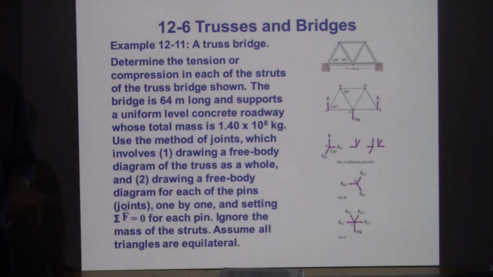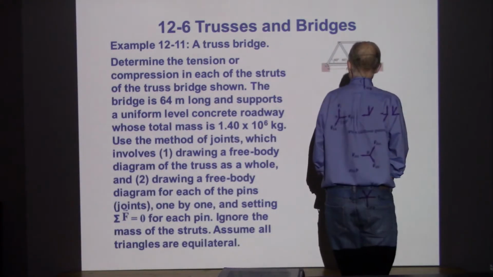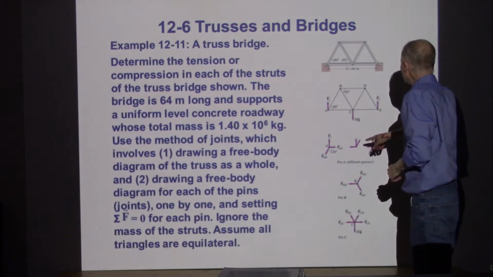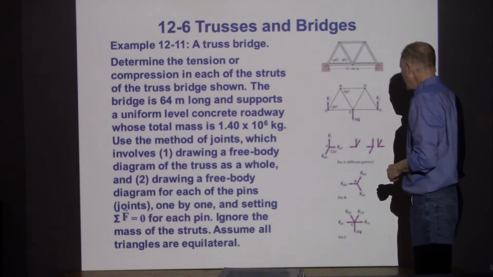Now when you load the bridge, when somebody drives onto the bridge or people start walking across the bridge, that changes things. And so you have to take that into account. But for right now, we're going to say the bridge is symmetric, and we're just dealing with the weight of the bridge itself. And so F1 and F2, they're going to be half of mg.